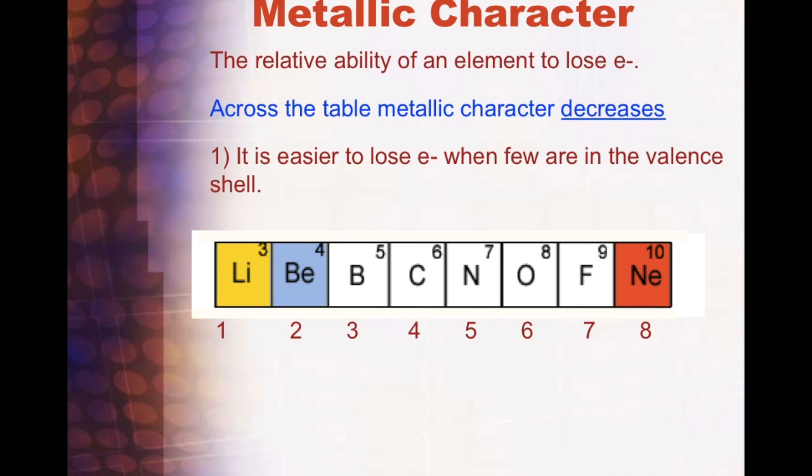And when we go over to the other side, fluorine would have to lose 7 electrons to achieve a stable electron configuration. Rather than losing electrons, it would much rather just gain 1 electron, which is a lot easier for fluorine. So metallic character decreases across the table for this reason.